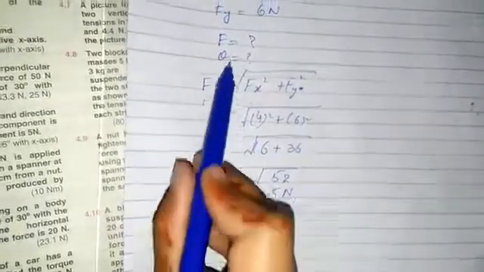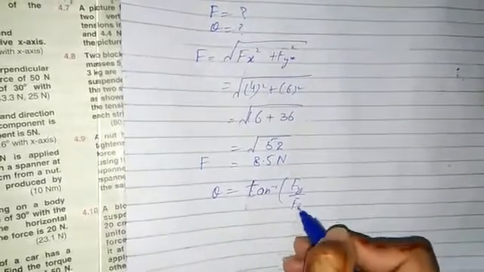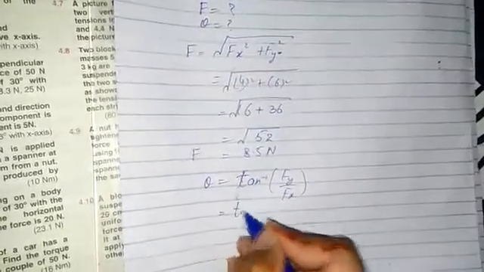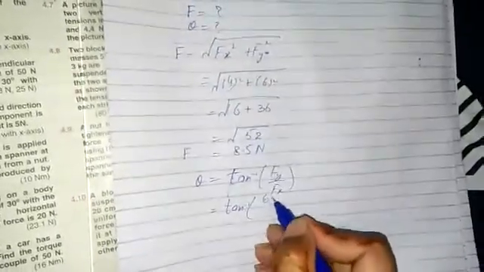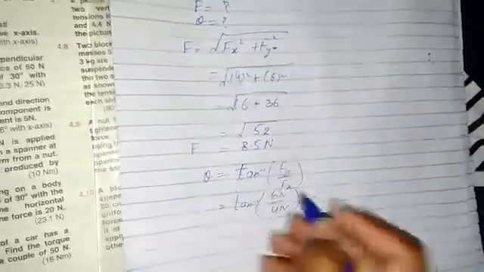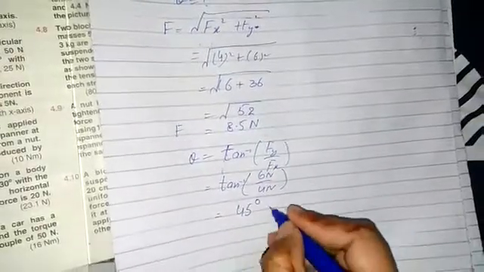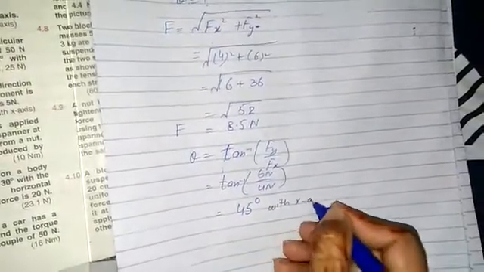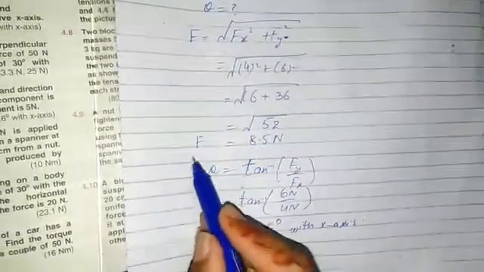So this is the force, and the direction of the force, the formula of the direction of force is tan inverse Fy over Fx. Tan inverse, students, Fy is 6 Newton over 4 Newton. After simplification, our answer becomes 45 degree with x-axis. Students, this is the direction of force. So this is our two answers.